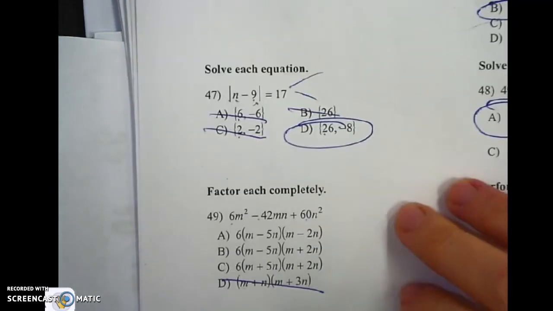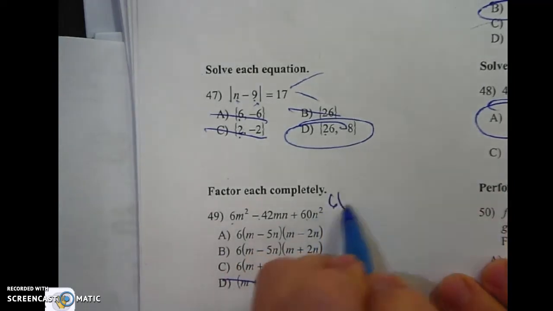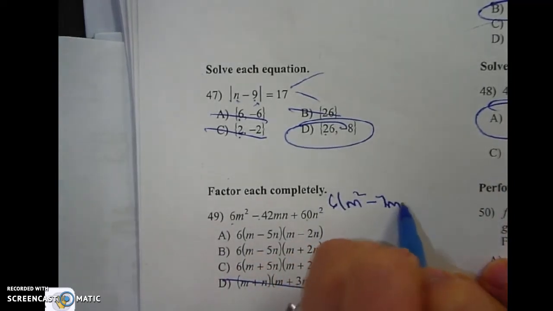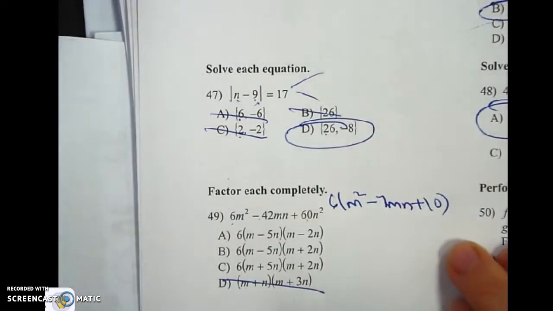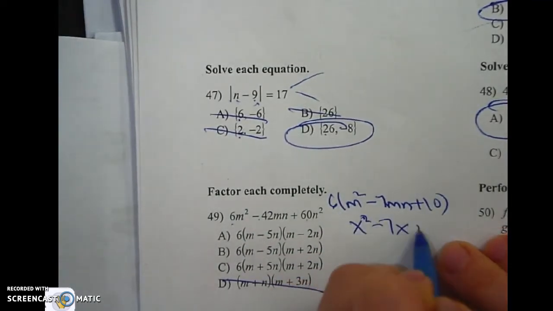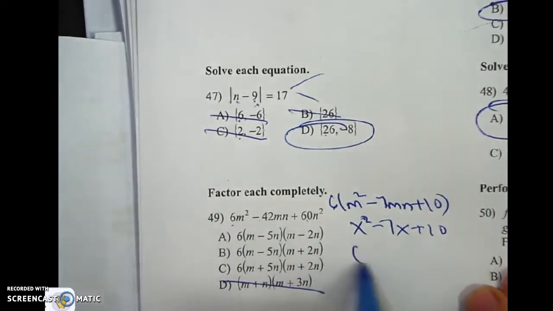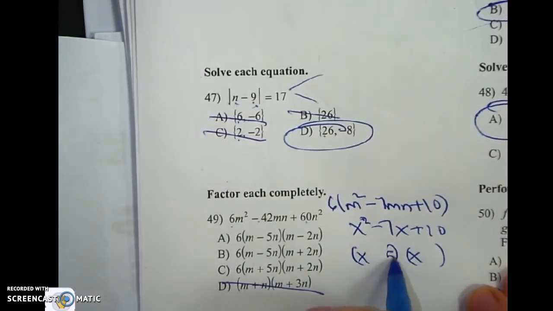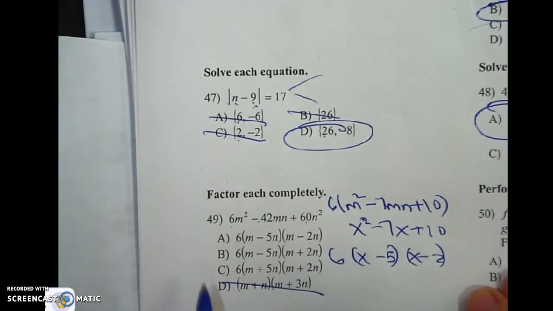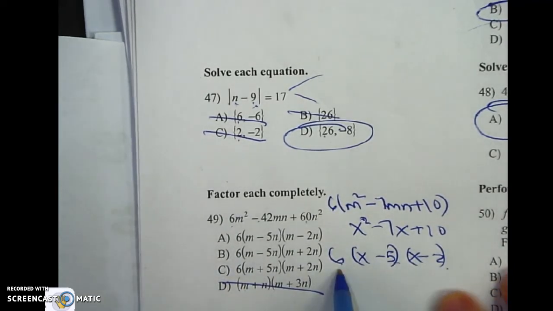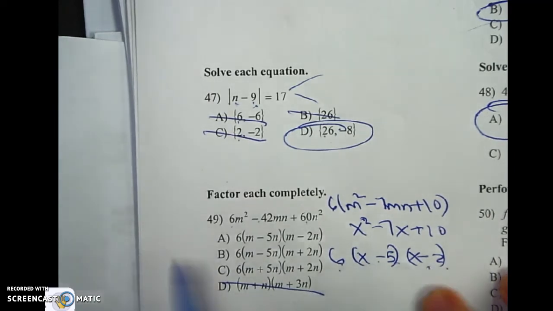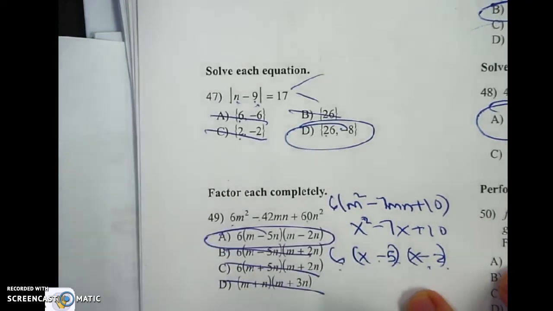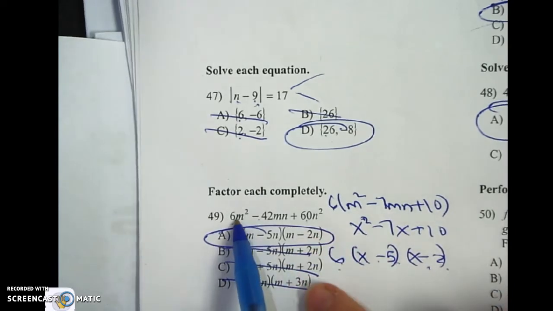Factor this completely. So I notice they all have a 6 in common, so you take it out. Oops, you can't see that, I'm sorry. So you take out a 6, m squared minus 7mn plus 10. When I see this, this reminds me that this is easier. Go back to Algebra 1. 2 numbers that multiply, 2 numbers that add. So I'm looking for a 5, a 2, and a 6. And these got to both be negative, so that's out and that's out. It's got to be that. M's in front, N is in the back.